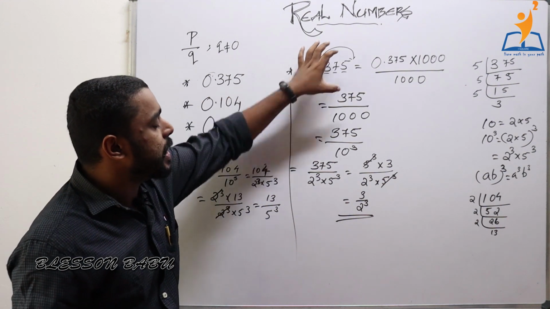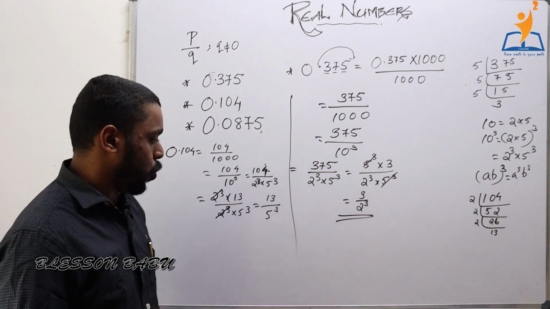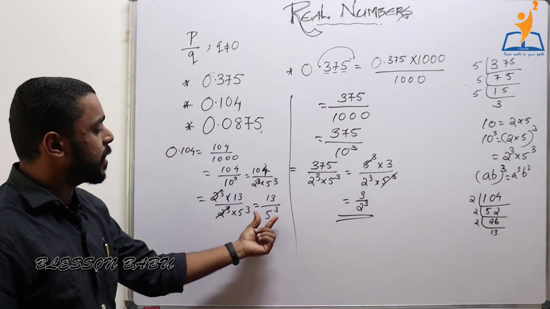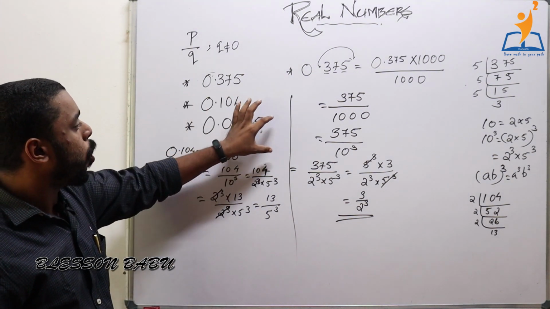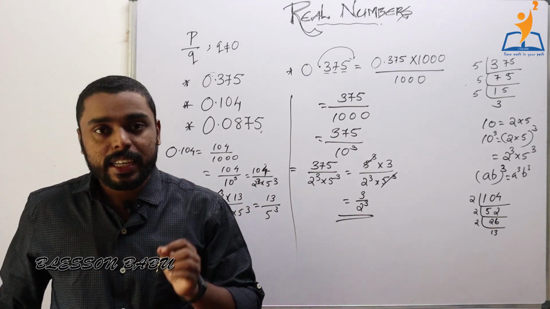So 0.375 is nothing but 3 by 2 cube. 0.104 is nothing but 13 by 5 cube. Now we shall transform 0.0875 similarly.